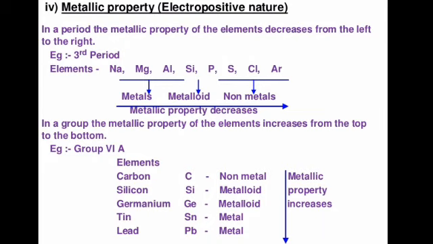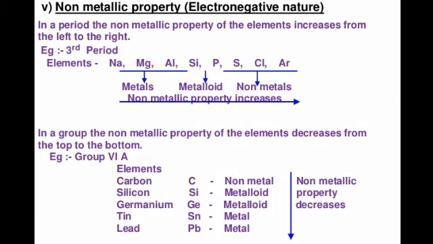In a group, the metallic property of elements increases from top to bottom. For example, in group 4A, from carbon to lead, the metallic property increases. Carbon is a non-metal, silicon is a metalloid, germanium is a metalloid, and tin and lead are metals.